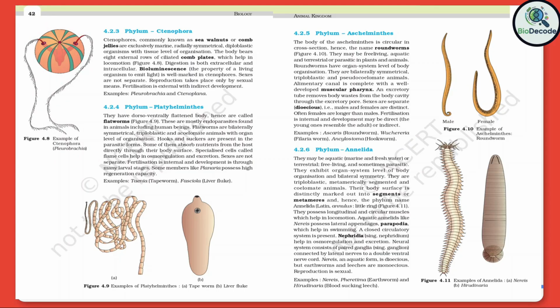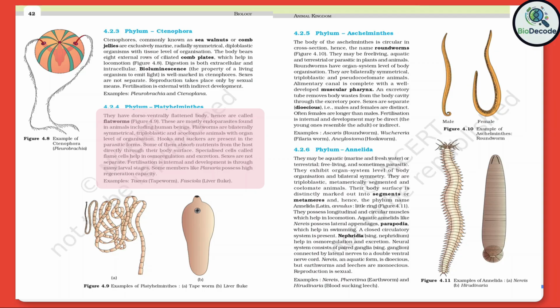Phylum Platyhelminthes. They have a dorso-ventrally flattened body, hence are called flatworms, Figure 4.9. These are mostly endoparasites found in animals, including human beings. Flatworms are bilaterally symmetrical, triploblastic, and acoelomate animals with organ level of organization. Hooks and suckers are present in the parasitic forms.